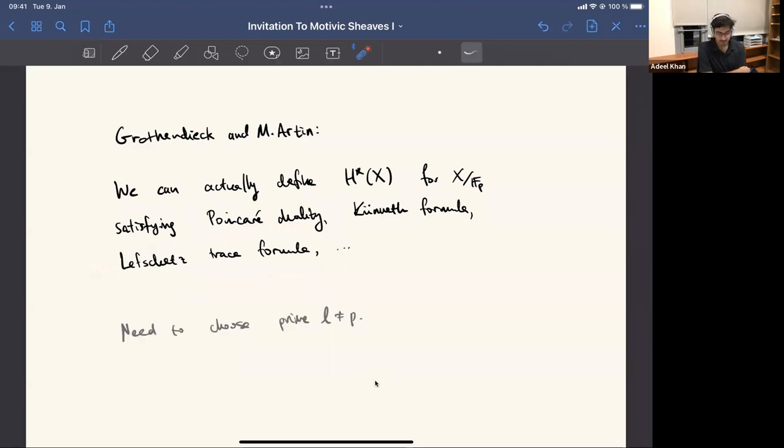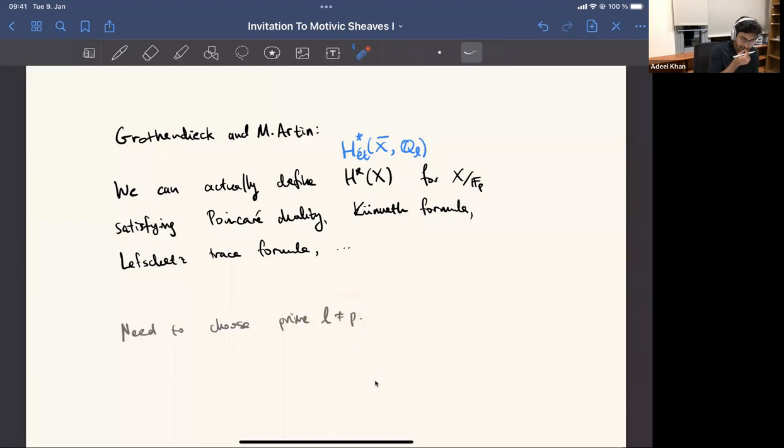Then they were just trying to do the analog of this in that setting, right? We have to be a bit precise here, because what does this cohomology mean? Well, this really stands for the étale cohomology of X bar, which means base change to F_p bar, and with coefficients in Q_l, where l is a prime different from p.